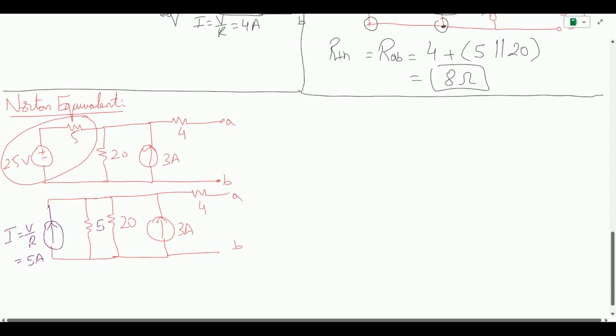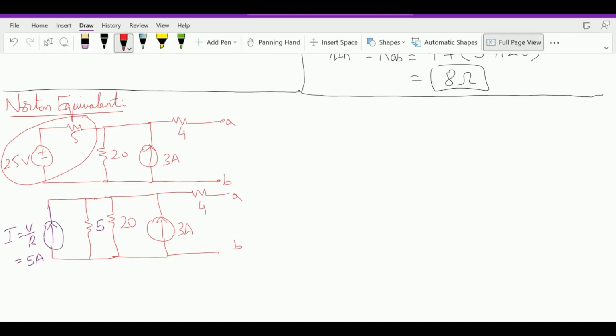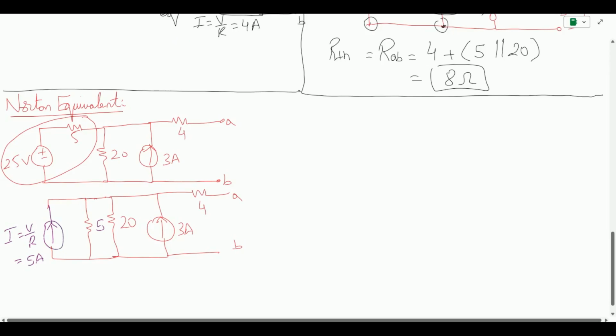Okay, now once I have this, I can immediately see that these two resistors are in parallel, so I can find their R equivalent. R equivalent is going to be 5 into 20 divided by 5 plus 20, which comes out to be 4 ohm. Okay, and I can also see that this current is in parallel with this 3 amps current.